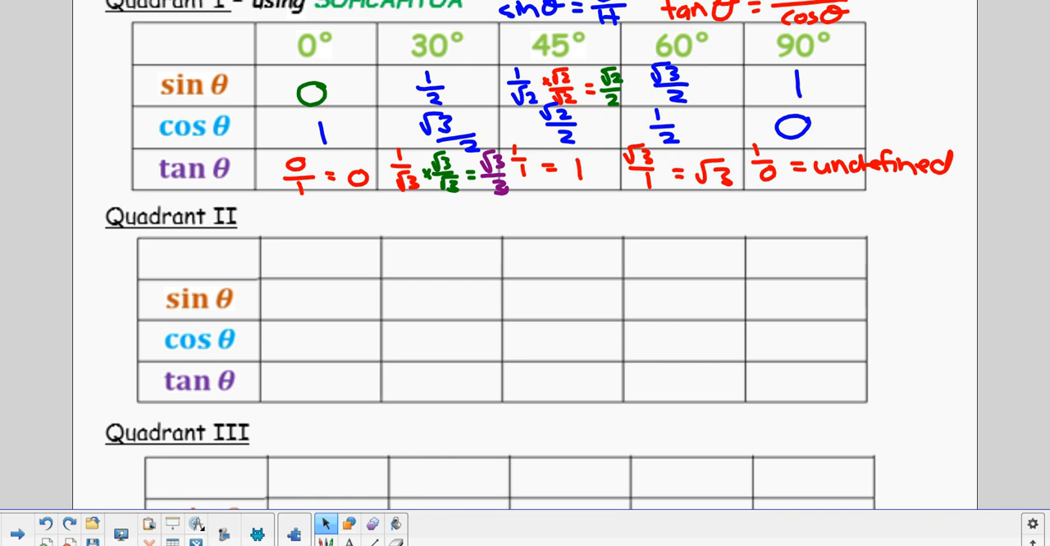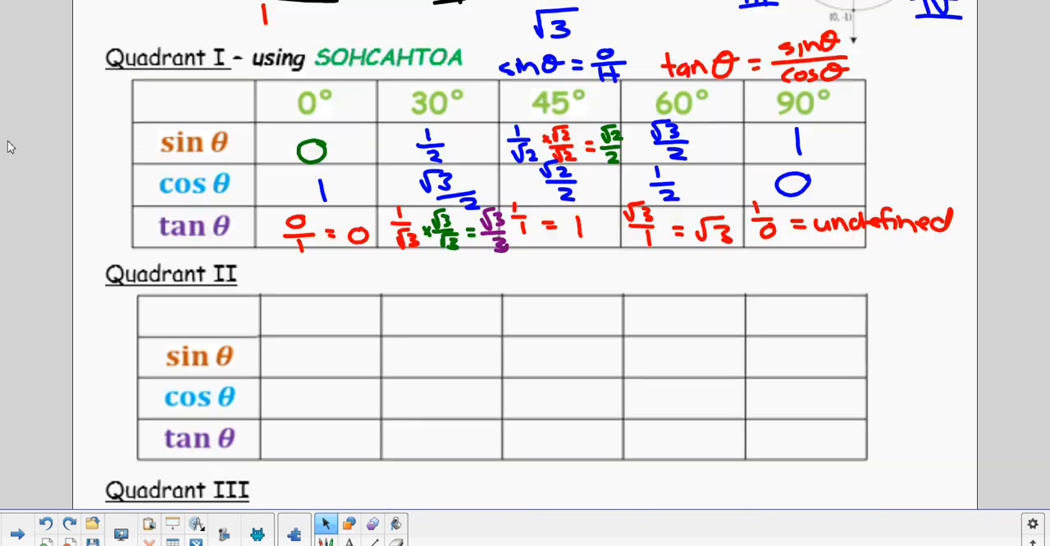Now we're going on to quadrant 2. We get some similar numbers, you just need to decide if they're positive or negative. We've already done 90 degrees, so I'll just leave that one blank, because we've already done 90, so that's over there.